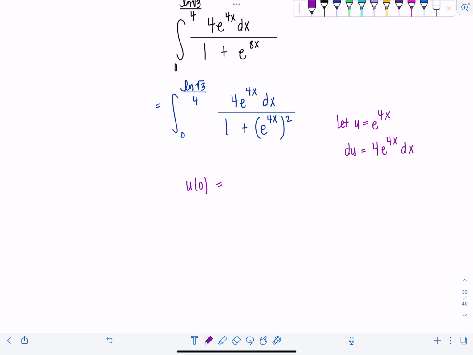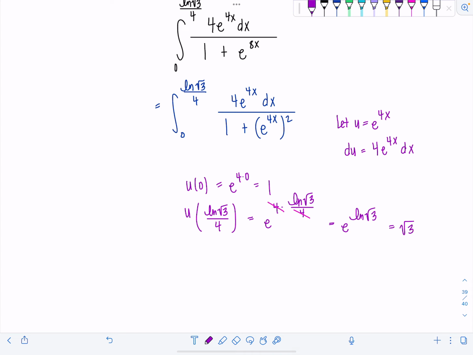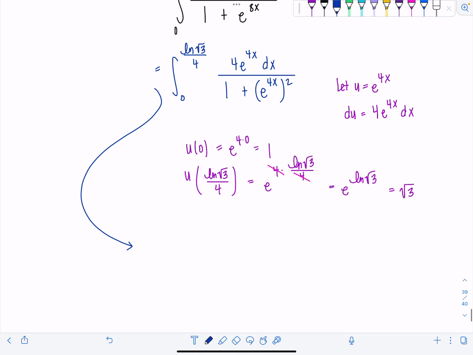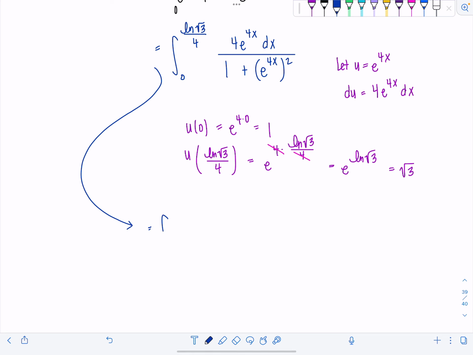Okay, so u of 0 is going to be e to the 4 times 0, e to the 0, which is 1. And then u of natural log of rad 3 over 4 is going to be e to the 4 times natural log rad 3 over 4. The 4's cancel. You just have e to the ln of rad 3, which is rad 3. Oh, beautiful. Okay, so now our new integral, all in terms of u, is going to go from 1 to rad 3.